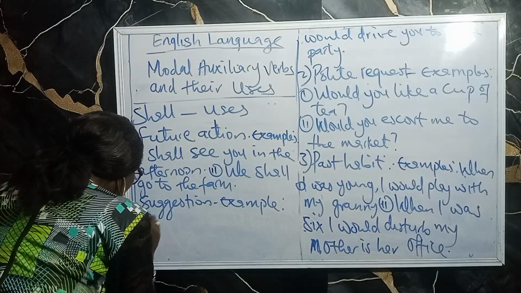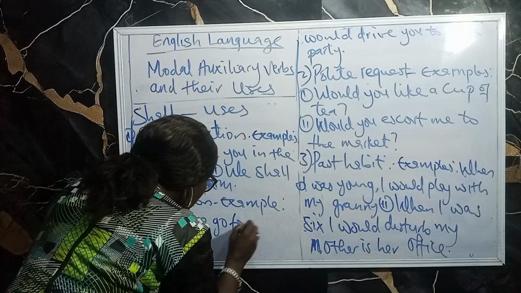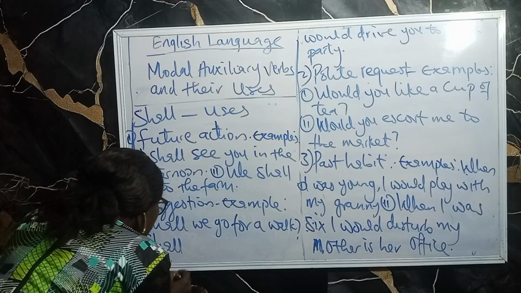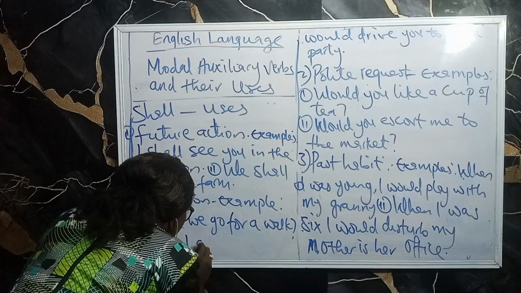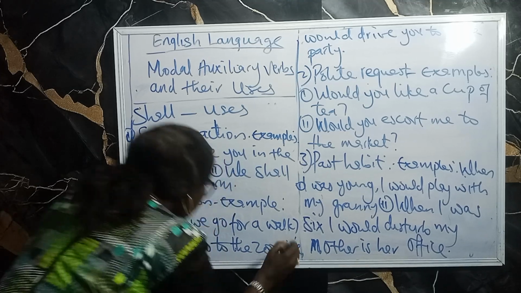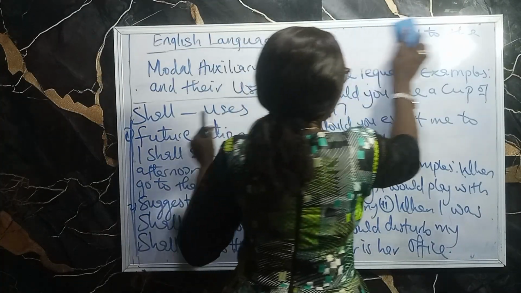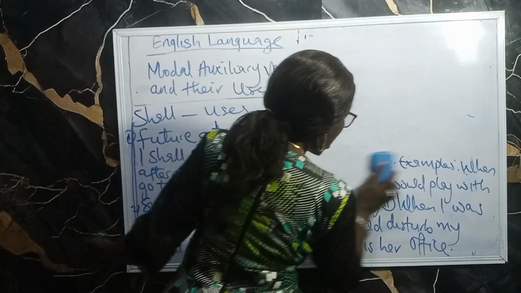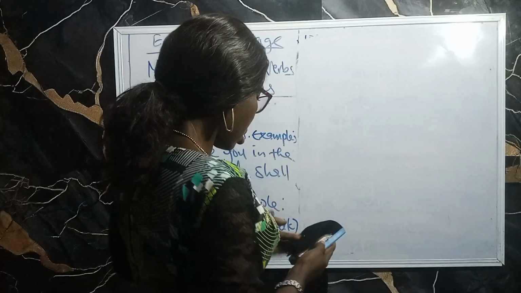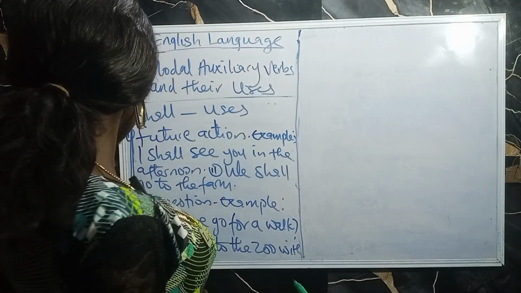Example, shall we go for a walk? Shall I go to the zoo with you? Okay. Then let's go to should.